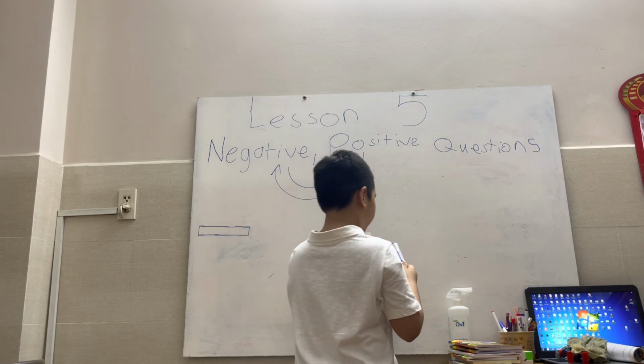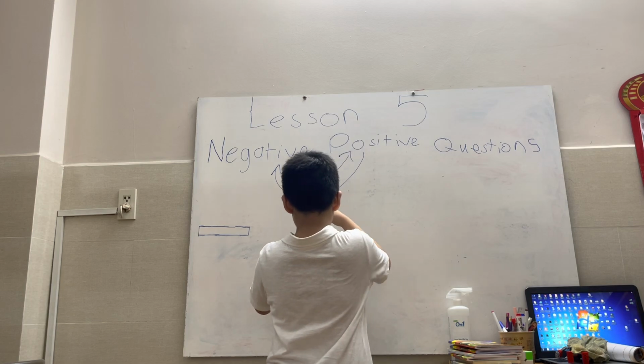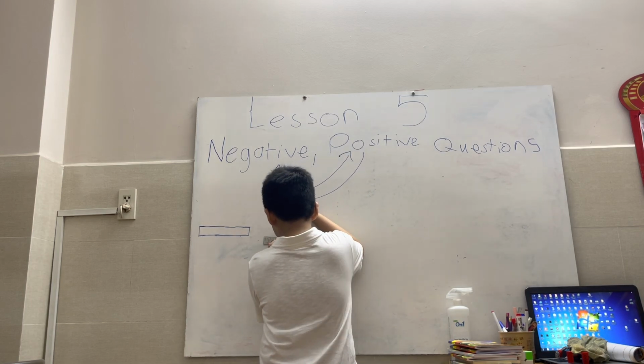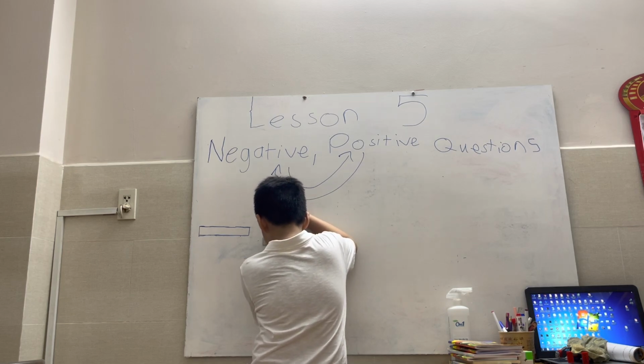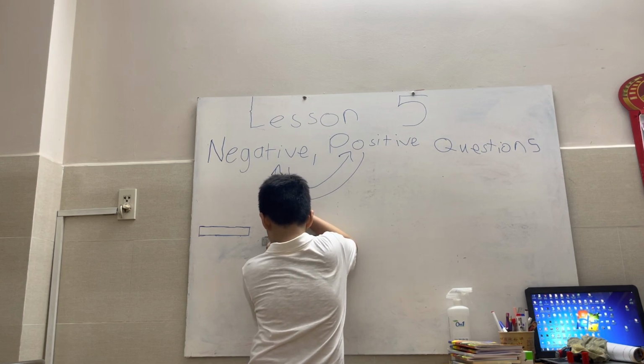And now I will have a square. Next, I will have a square. You have to measure to make sure. 1 centimeter, 2 centimeters, 3 centimeters, 4 centimeters, 5 centimeters, and 6 centimeters.